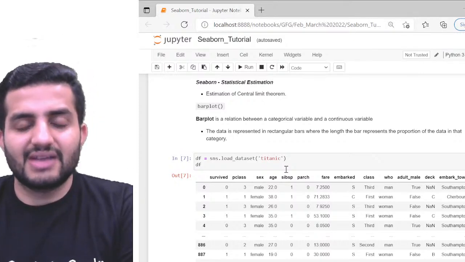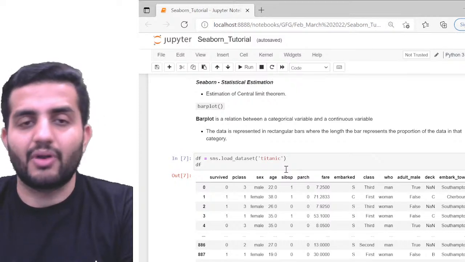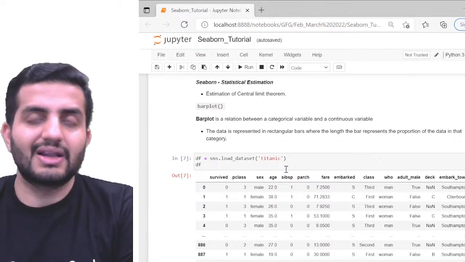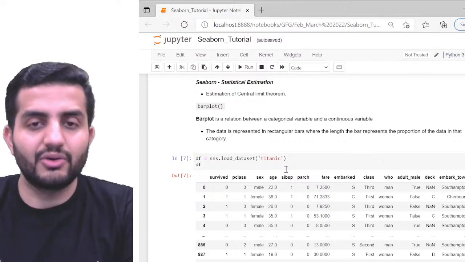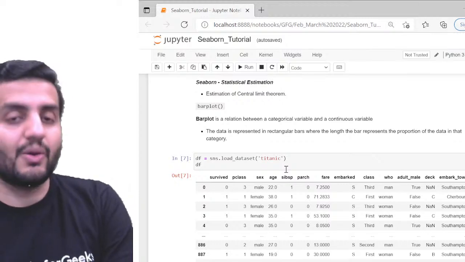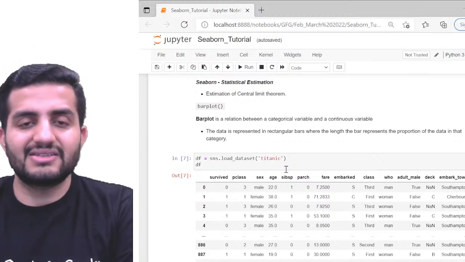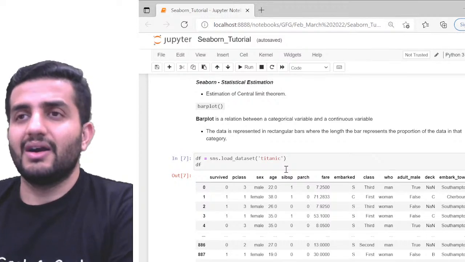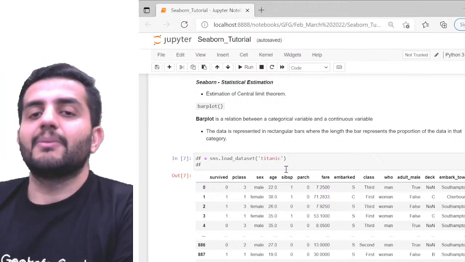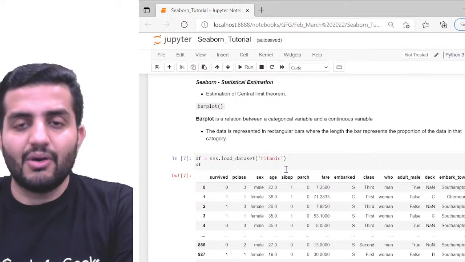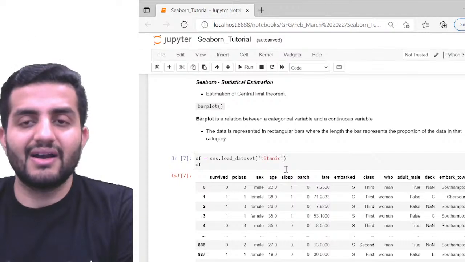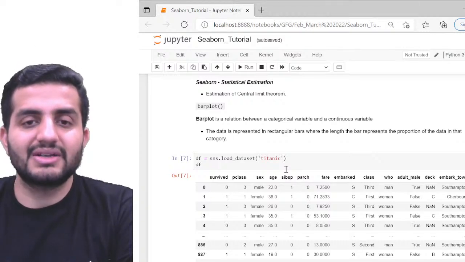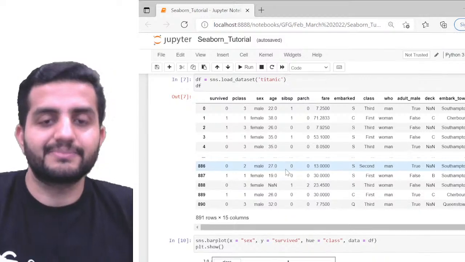So the first such interaction can be plotted using a bar plot. A bar plot shows the relationship between a categorical variable and a continuous variable, like the way we plot the swarm and strip plots, where we have categorical to numerical. That's pretty much what a bar plot does too, but we'll see how exactly we're going to use it. Here the data is represented in rectangular bars, the way we were doing in the hist plot also, where the length of the bar represents the portion of the data in that category. So here, instead of a density, we want to represent a frequency. Now look at how exactly we're going to do that.